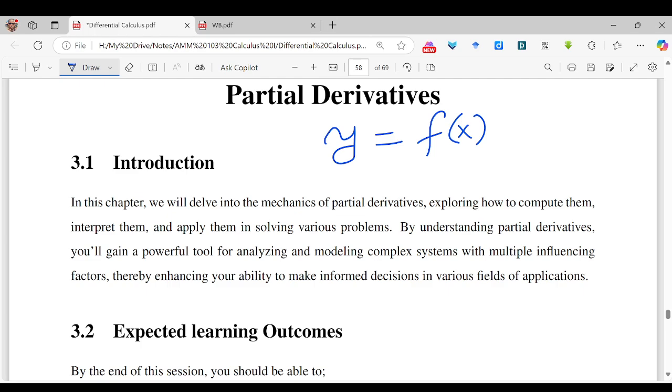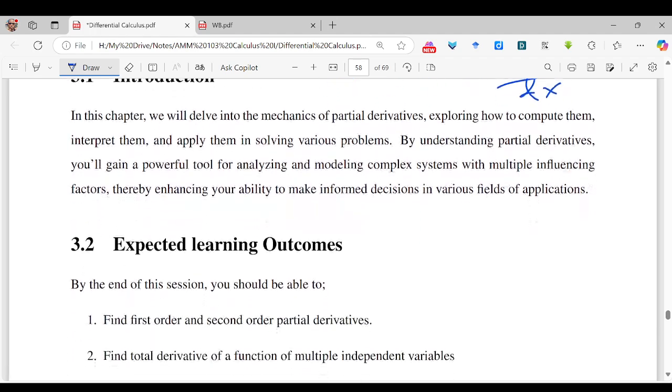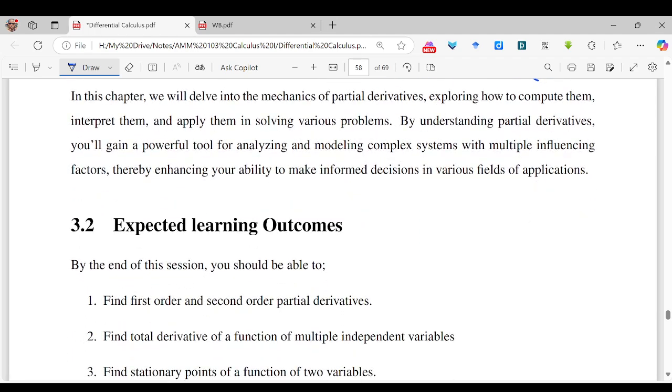So when we find the rate at which y changes per unit change in x, we call that the derivative of y with respect to x. In this case, there is only one independent variable. But in many cases, especially in practical situations, the variable y may depend on more than one variable. So we want to look at the case where the function depends on more than one variable.